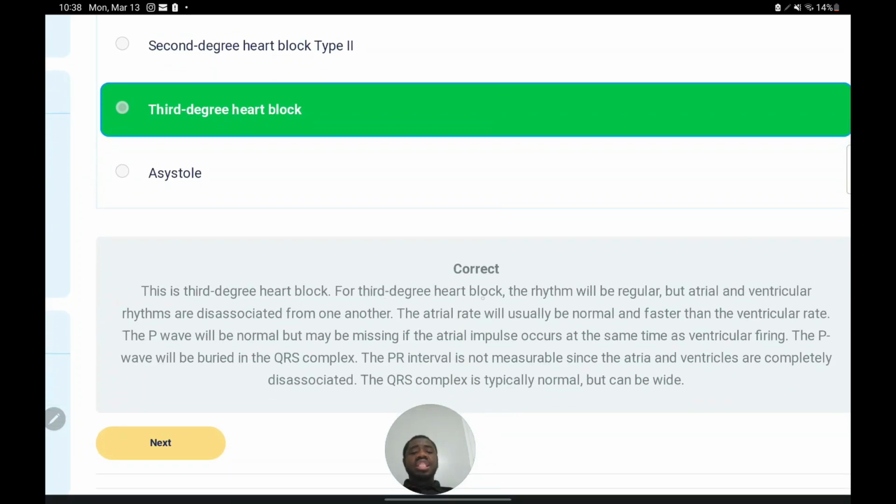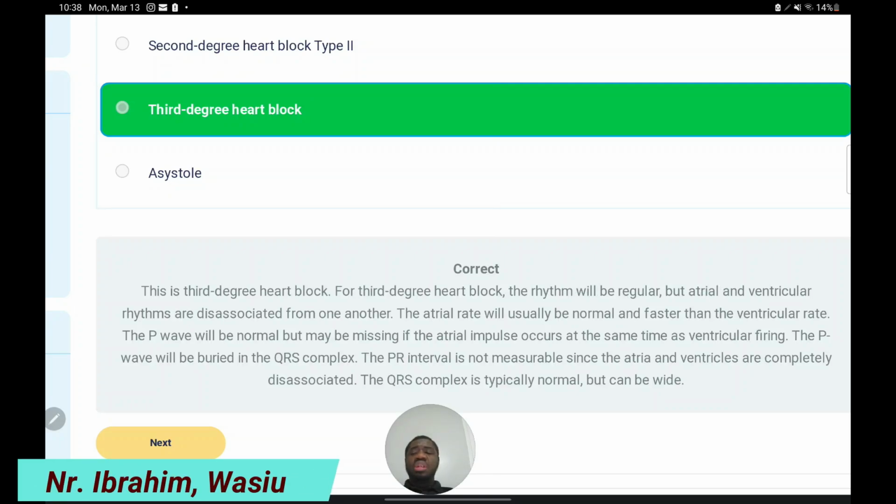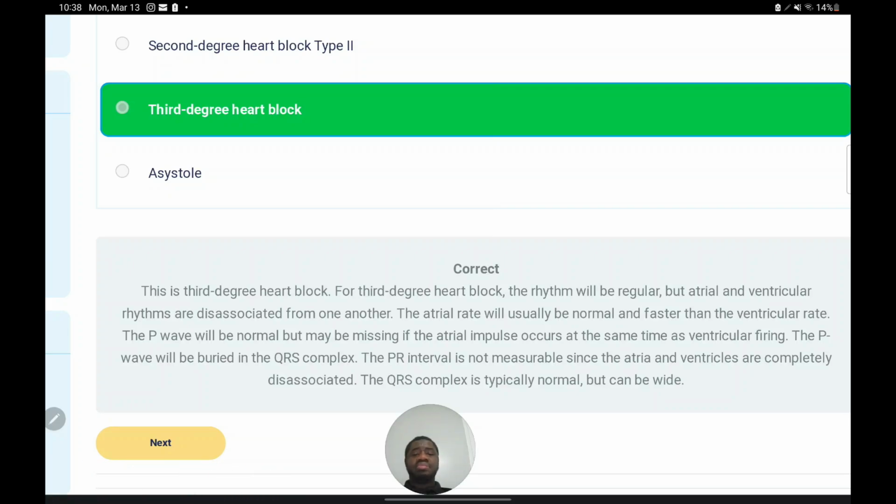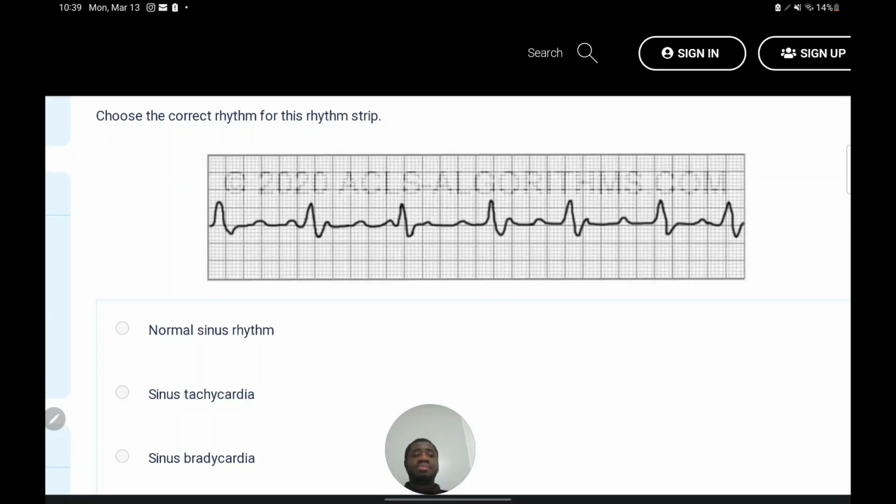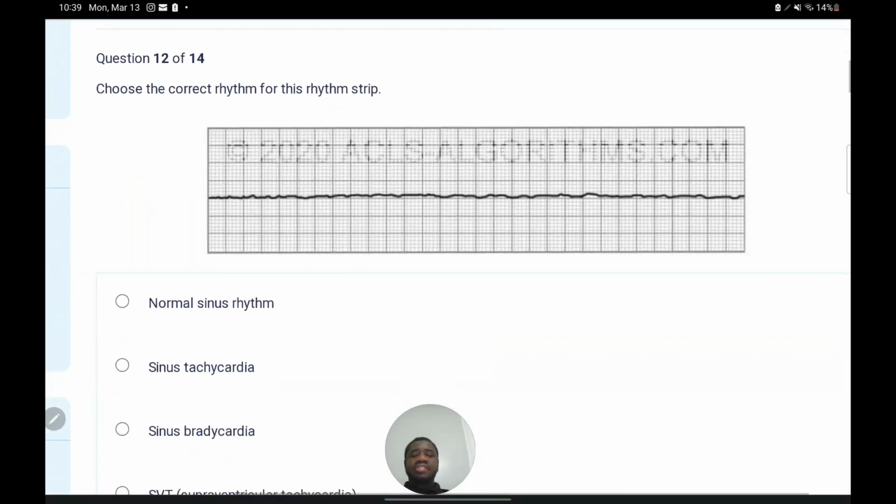For 3rd degree heart block, the rhythm will be regular, but atrial and ventricular rhythms are disassociated from one another. The atrial rate will usually be normal and faster than the ventricular rate. That is it. So what is this wave?